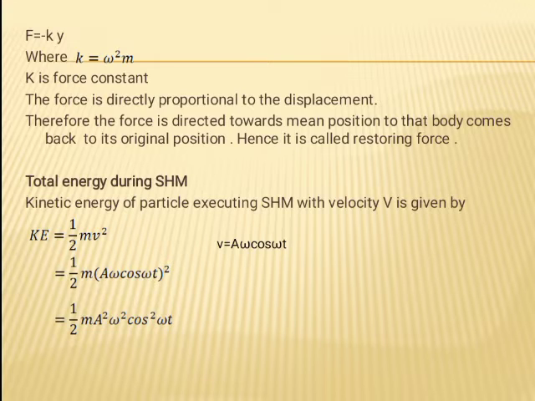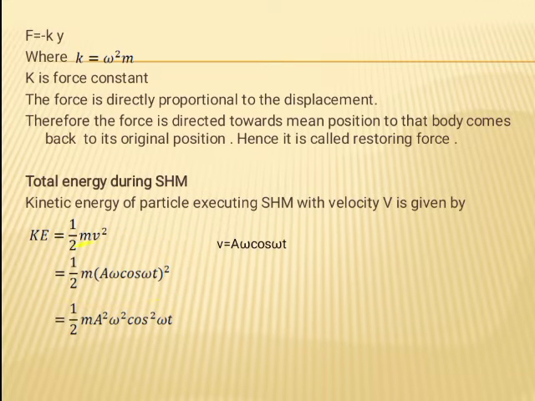Now if I consider the kinetic energy of a particle executing simple harmonic motion with velocity v, what is the kinetic energy given by? Yes, KE, that is kinetic energy, is equal to 1 by 2 m v square. This is the very famous formula you'll know and apply in every theory or derivation. Half m, that is mass, v is your velocity. So what is the next step?